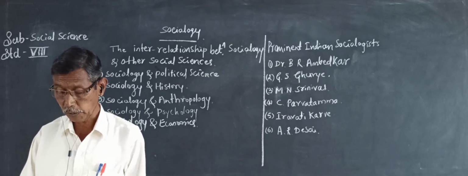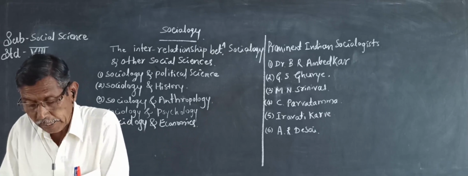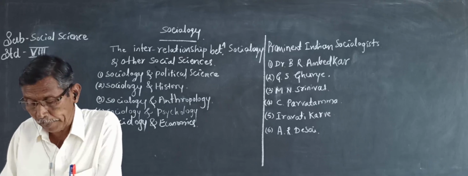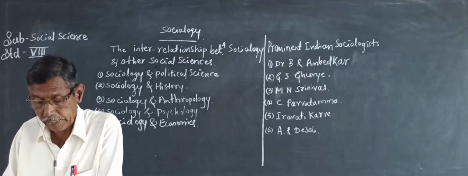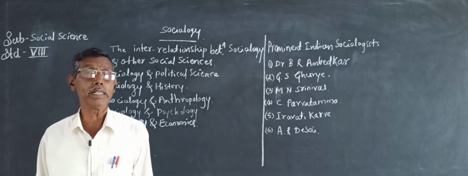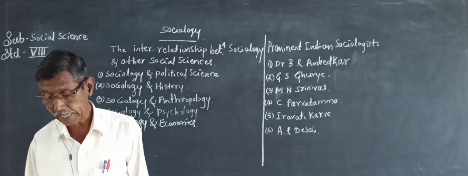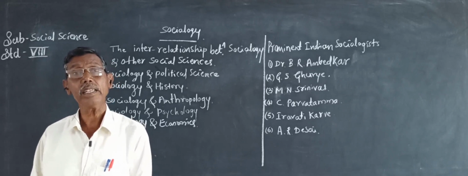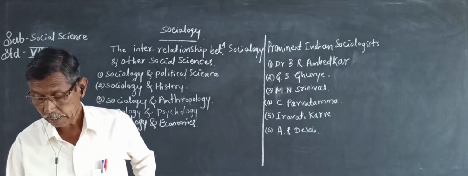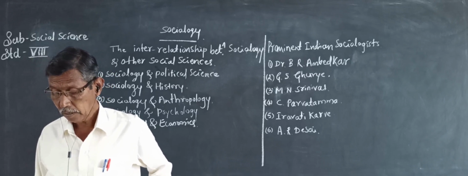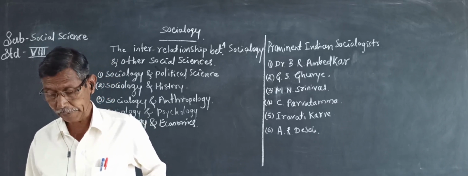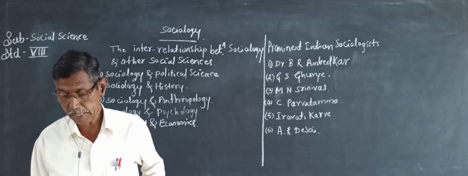Now, the relationship between sociology and economics. Economics studies the economic activities of human beings. But sociology seeks to understand the interaction between the economic and social activities of human beings. It also shows how human behavior forms economic activities.